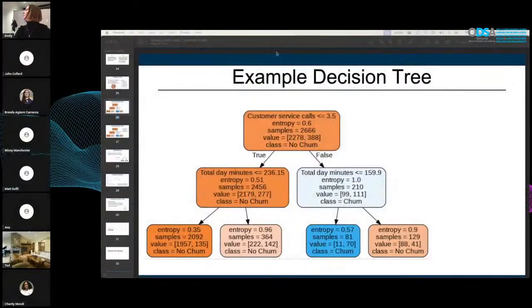When you output a decision tree from sklearn, for example, it's going to look like this. It's going to say customer service calls, this is your column, is less than or equal to 3.5. When it's less than or equal to 3.5, that's either true or false. And entropy, by the way, is a measure of disorder within a system. You might have heard that from physics in the past. It's just another way of thinking of Gini impurity.